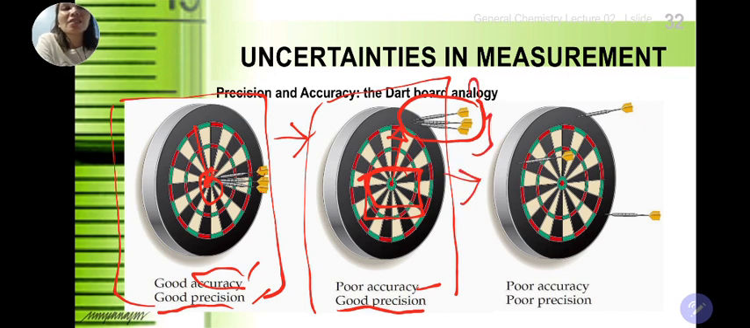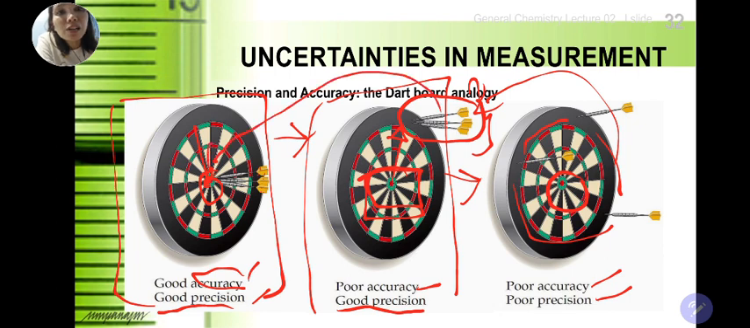Okay, the next dartboard shows poor accuracy and poor precision. Poor accuracy kasi di na nila na-hit yung bullseye or yung target mismo, and then magkakalayo pa sila sa isa't isa. Okay, kung magkakalapit sila katulad nito, that is good precision. Kung malapit naman sa true value, that is accuracy. Okay?